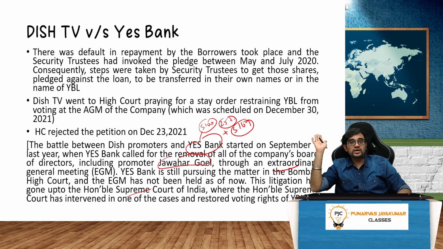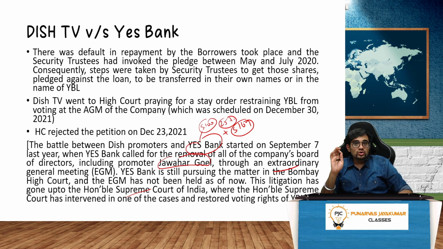And now I also have a High Court restraint order saying that until the matter is decided by all the courts put together, you will not exercise your voting power. Where? In the AGM. When is the AGM? December 30th, 2021. First of all, there is a violation of Companies Act there in AGM provisions, right?